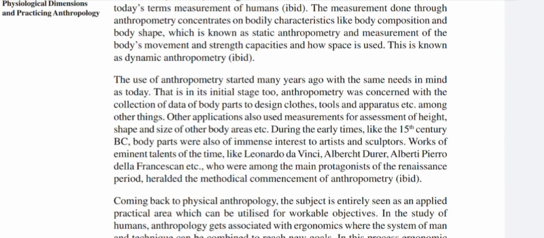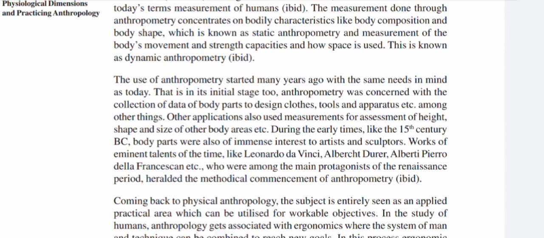Works of eminent talents of the time, like Leonardo da Vinci, Albrecht Dürer, Alberti, Piero della Francesca, etc., who were among the main protagonists of the Renaissance period, heralded the methodical commencement of anthropometry.